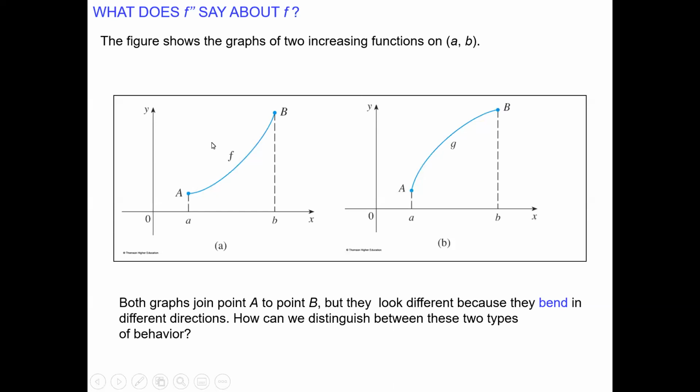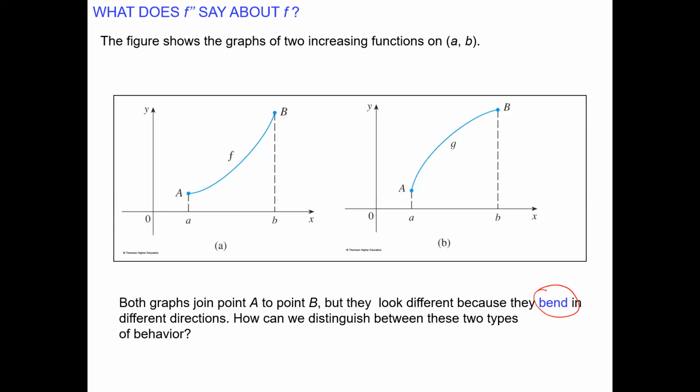We have two graphs, function f and function g. Both of them are increasing. We can easily say they are increasing, but they have a slightly different shape. They look different because they are bent in different directions. And we have to know how to distinguish the difference, how to figure out if the function is bent upwards or bent downwards.